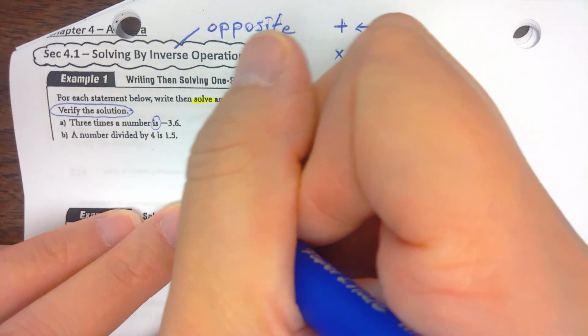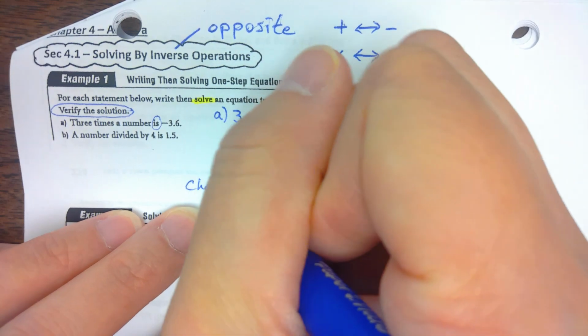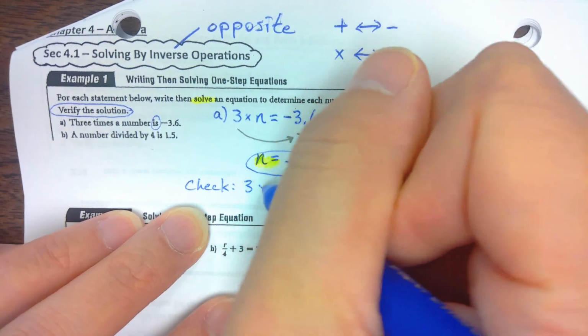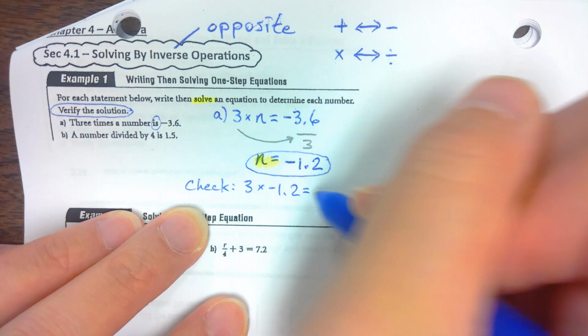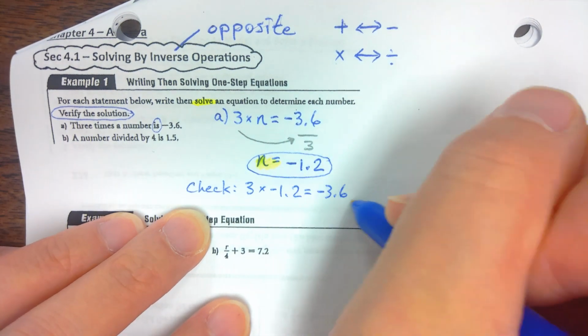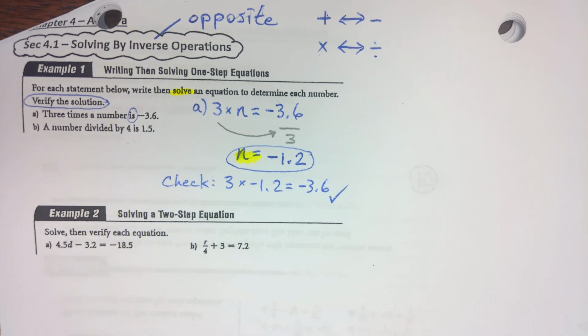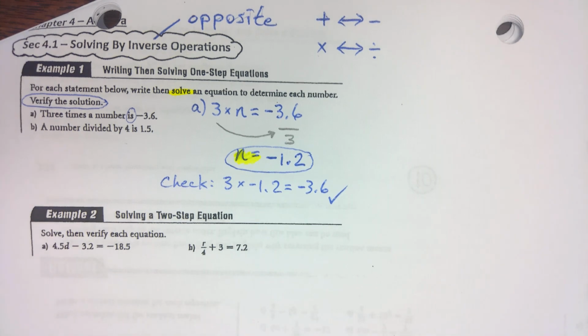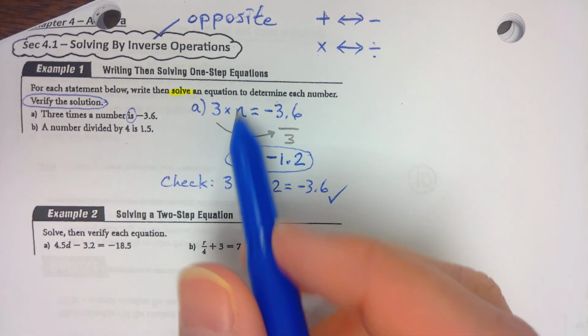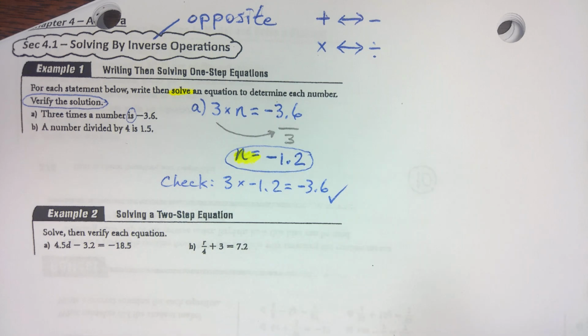So here to do the check, I'm going to do 3 times negative 1.2. What do you get? Negative 3.6. So I know that is right. The good thing with this chapter is you can check all your answers before you click submit. So you'll know that you got perfect on the test before I even mark it. Better not have any silly mistakes because you can check all your answers. All you have to do is substitute it back into the original equation and see if you get the answer.